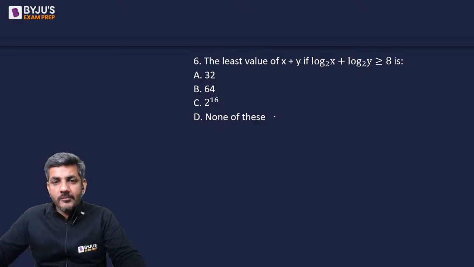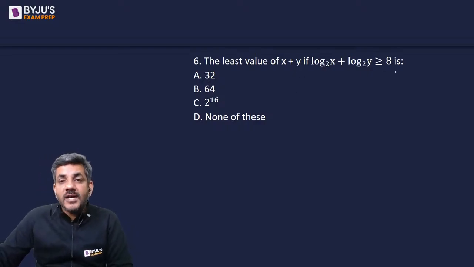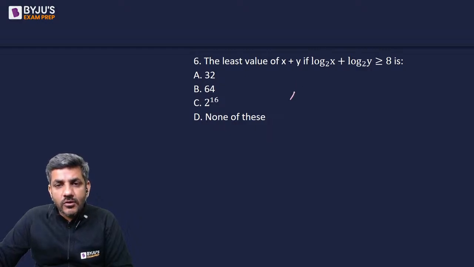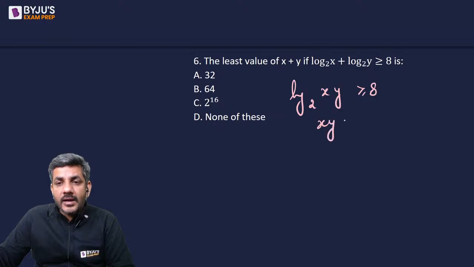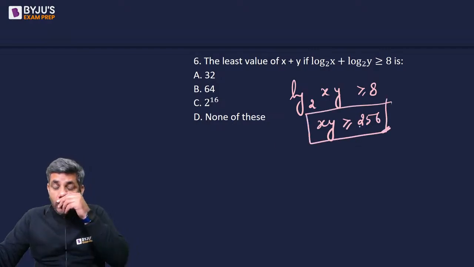Let's start doing it now. The least value of x plus y, this is given to us. Log x to the base 2 plus log y to the base 2. We all know log m plus log n is log mn. So log xy to the base 2 is greater than or equal to 8. Or can I say from here that xy is greater than or equal to 2 raised to the power 8, that is equal to 256. So product of x and y is 256 or more.